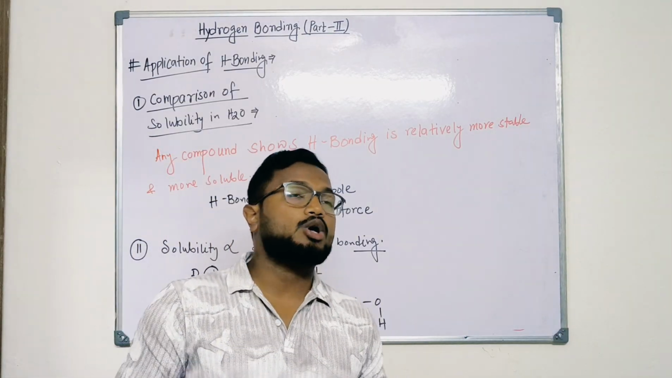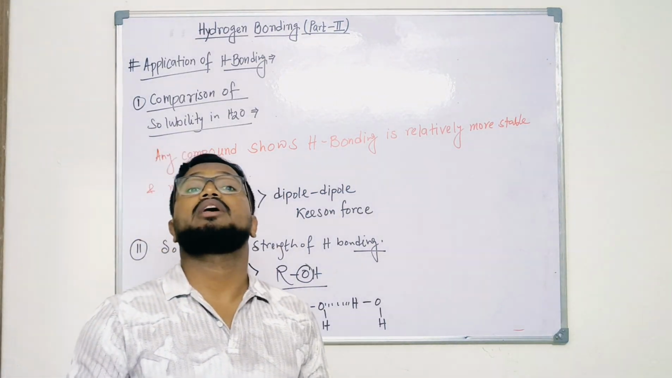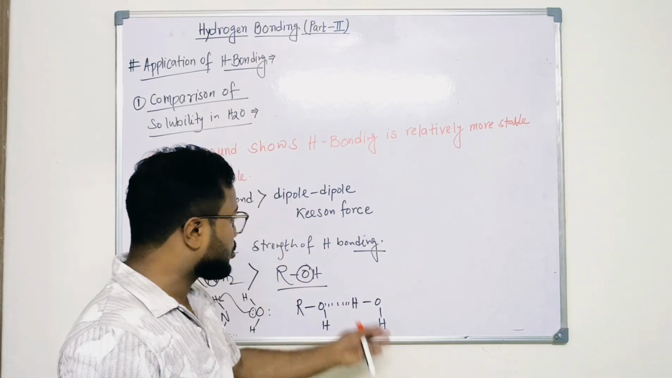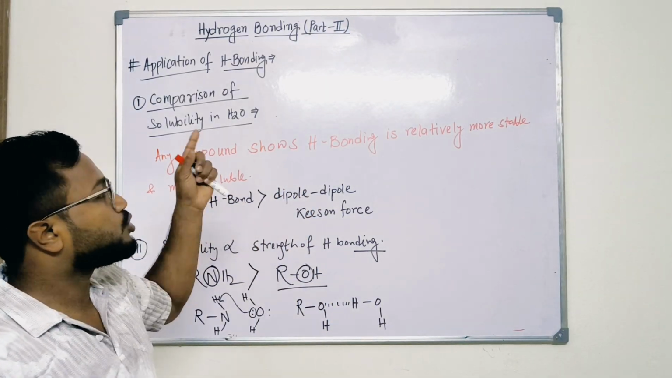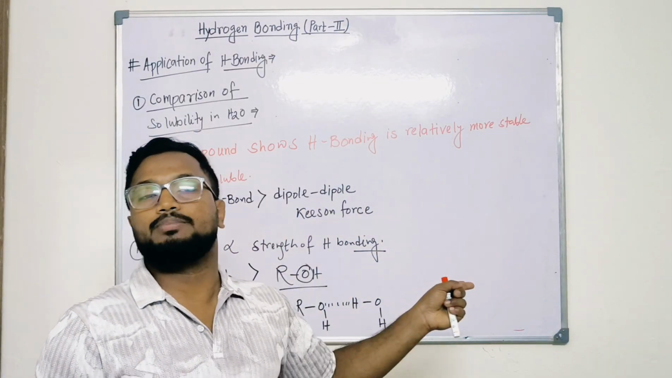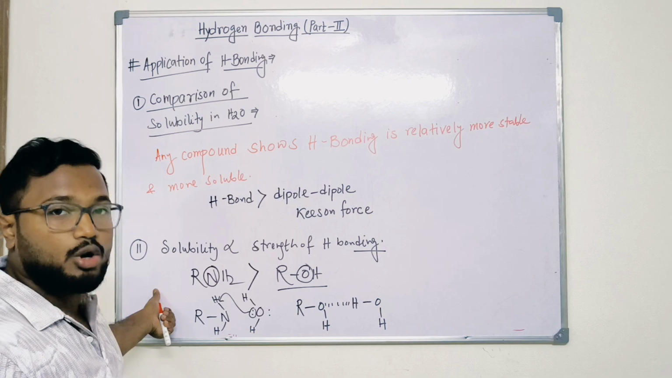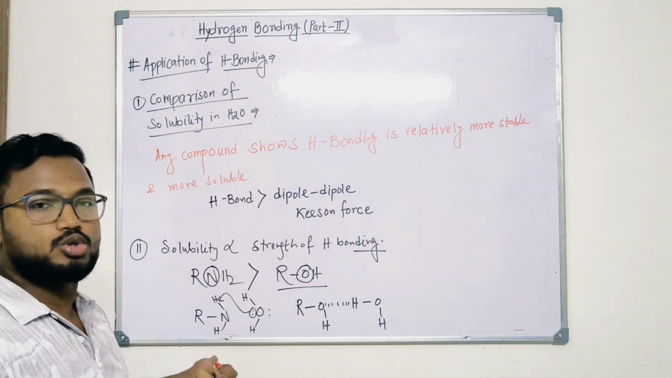So what is the basic concept? First we discussed that hydrogen bond is relatively stronger and more effective than van der Waals force of attraction, which type? That is dipole-dipole or Keesom force. In this case, any compound that shows hydrogen bonding is relatively more soluble in water. If hydrogen bonding strength is more, it is more soluble.